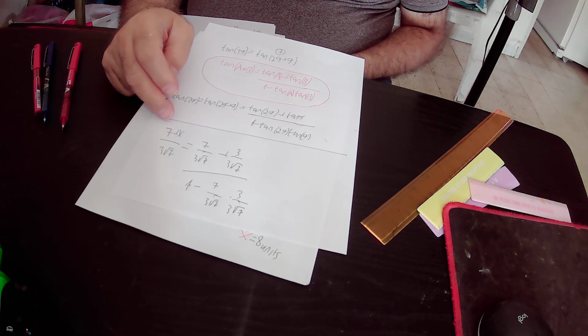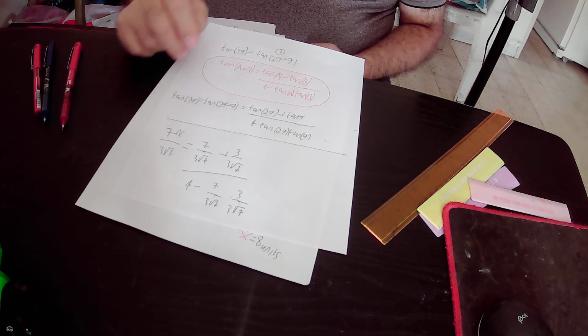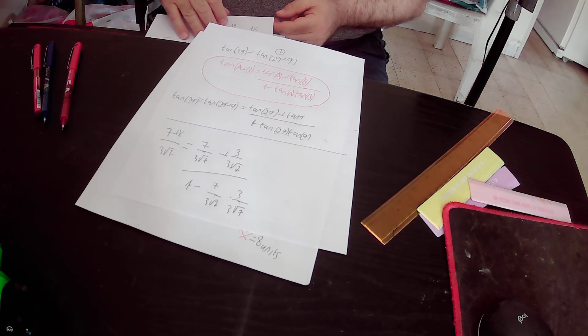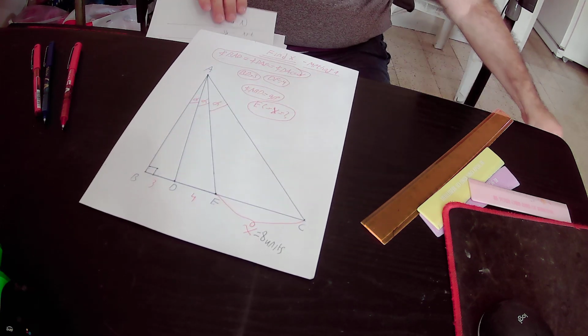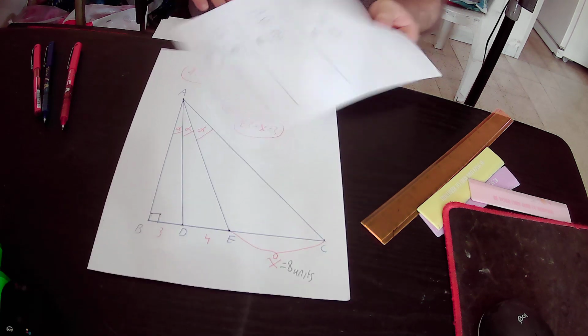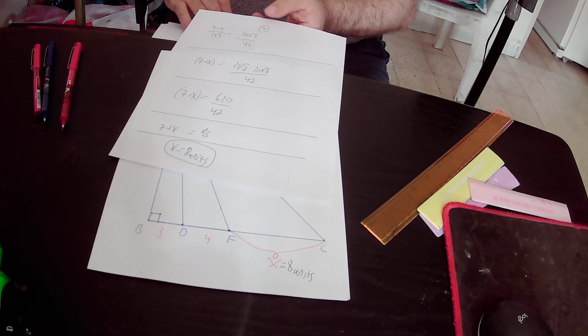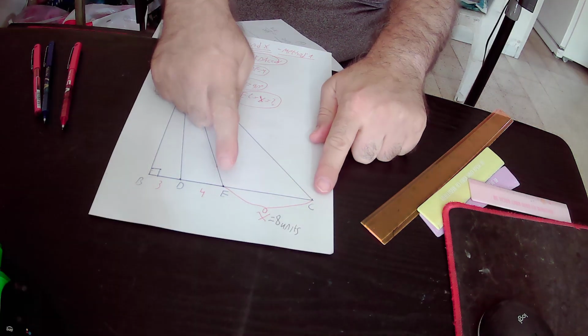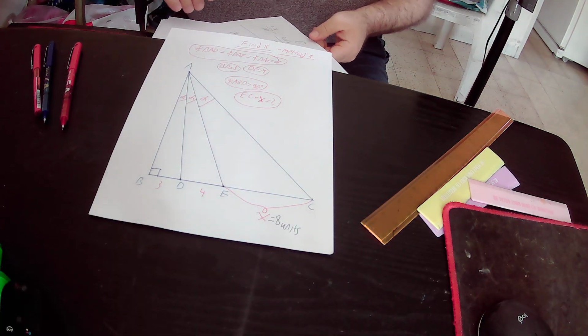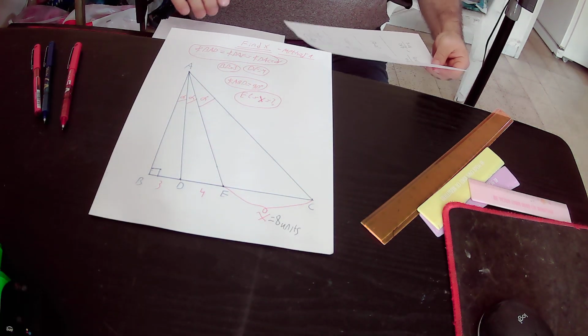We have only one variable that is missing in this equality, that is x. We solved this equality and we found out that the value of x is actually 8 units. X equals 8 units. That is to say, EC, which equals x, equals 8 units. Okay, that was the first method.